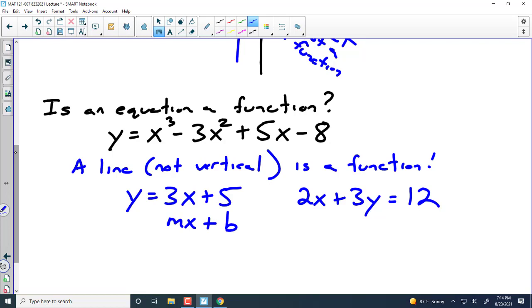A lot of times the way you drew this one was you put in a 0 for x to get one ordered pair, you put in a 0 for y to get the other ordered pair, you use what they call the intercept method. Okay. Those are both lines. Are lines functions? Yeah, they are.